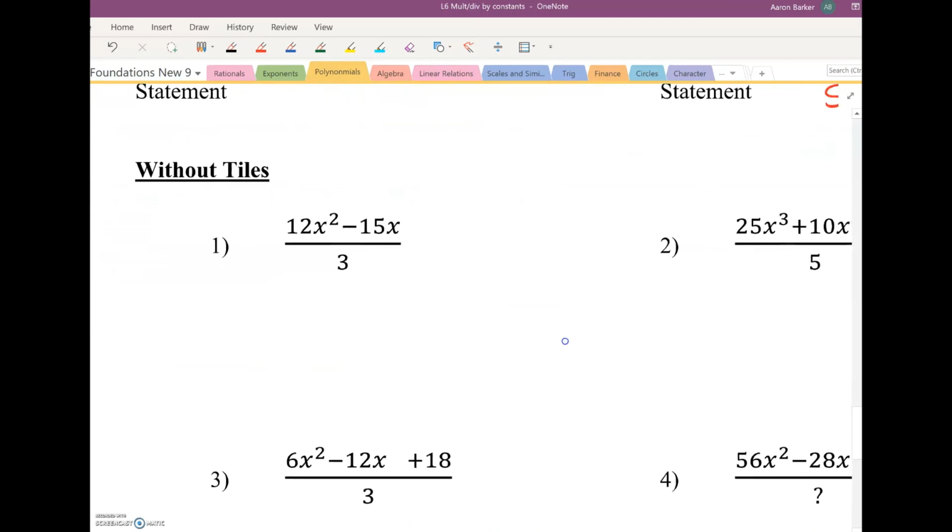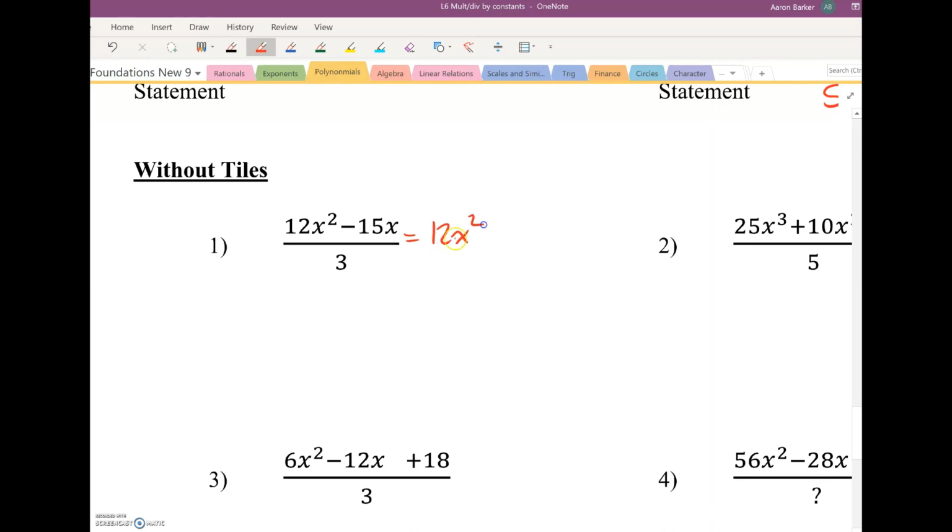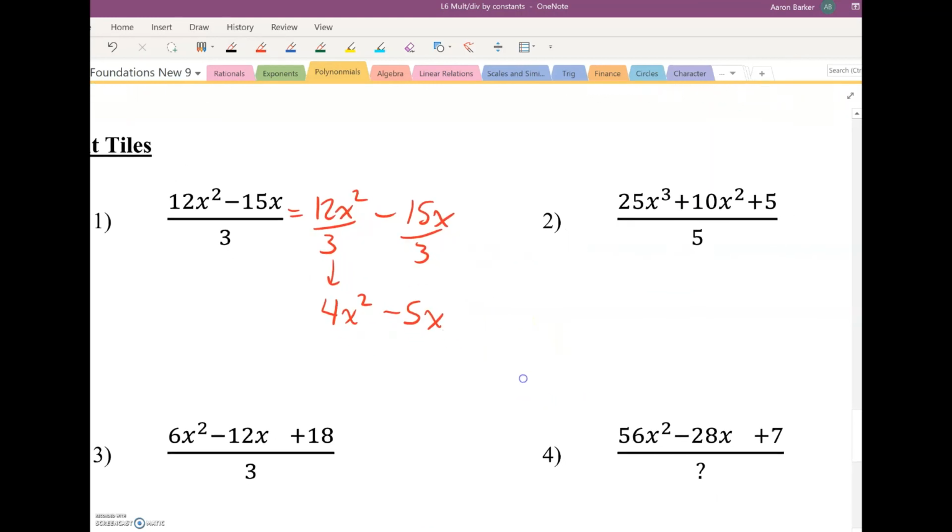So here, that's what you got to keep in mind without tiles. Without tiles, this equals 12x squared divided by 3 minus 15x divided by 3. And so you're going to divide your coefficients. So 12 divided by 3 is 4. X squared doesn't change. Negative 15 divided by 3 is negative 5, and the x doesn't change. So you get 4x squared minus 5x.